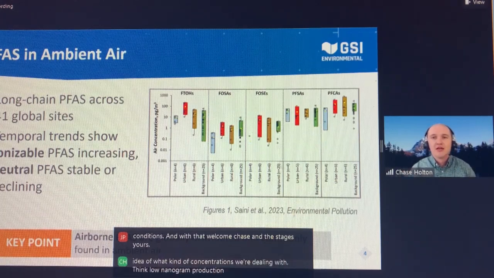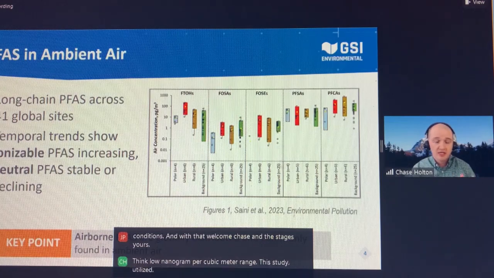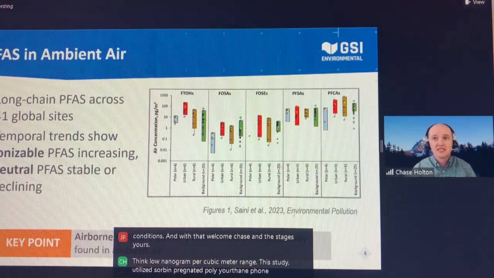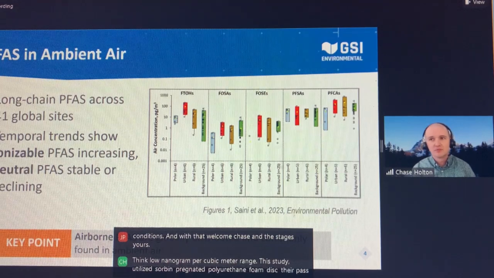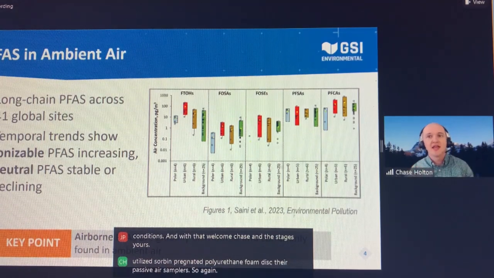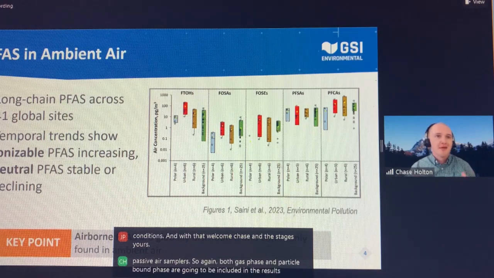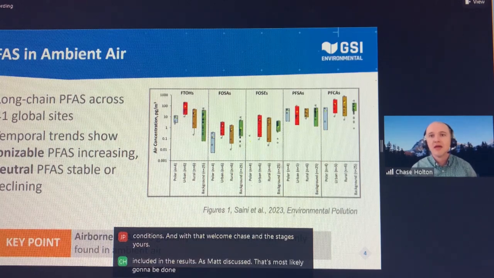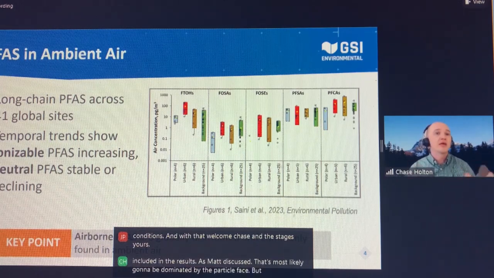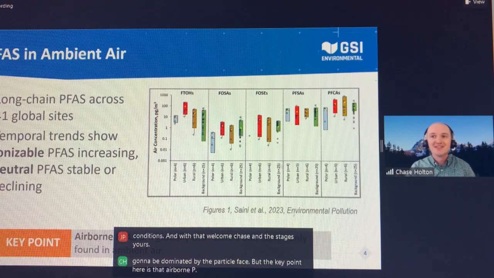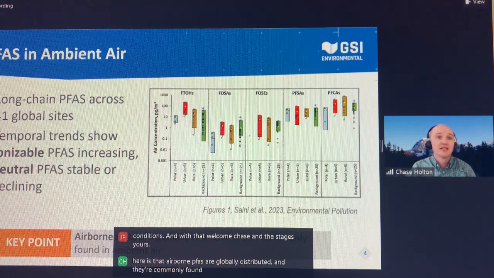meter range. This study utilized sorbent impregnated polyurethane foam discs. They're passive air samplers. So again, both the gas phase and particle bound phase are going to be included in the results. As Matt discussed, that's most likely going to be dominated by the particle phase. But the key point here is that airborne PFAS are globally distributed, and they're commonly found or ubiquitous in ambient air.